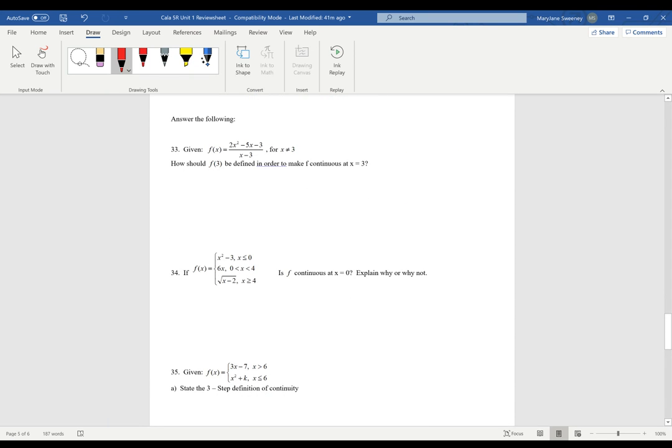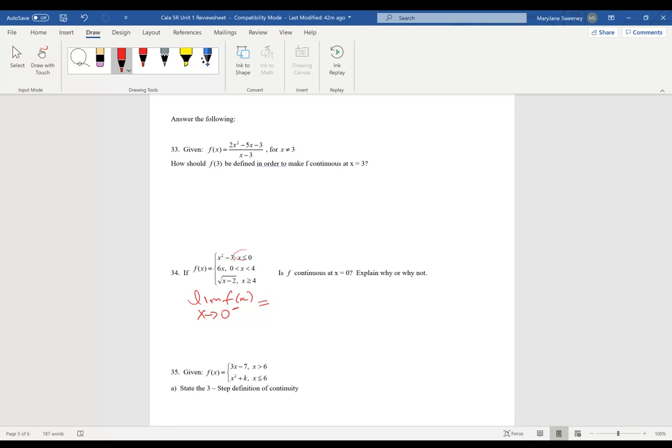Okay, 34. Is f continuous at x equals 0? Explain why or why not. Okay, so in order to be continuous at x equals 0, first of all, the limit needs to exist at x equals 0, and that limit needs to equal f of 0. So let's see. I'm going to do the limit of f of x as x approaches 0 from the left. Right, because to tell if the limit exists at 0, you have to do the limit from the left, limit from the right, make sure they're equal.